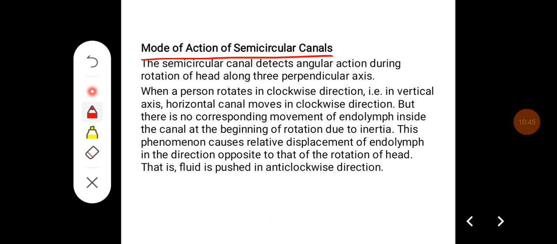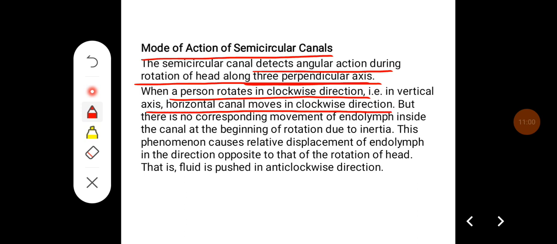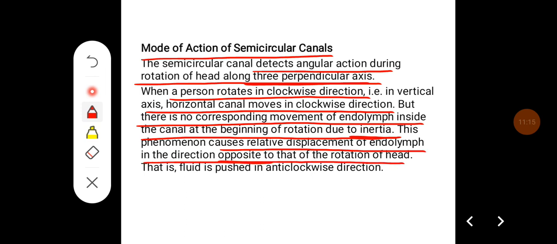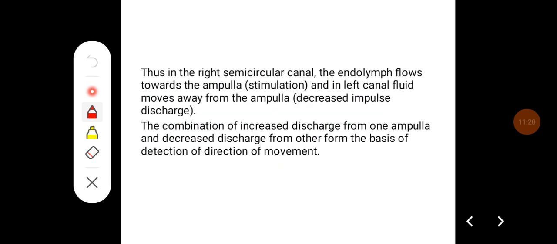Mode of action of semicircular canals. The semicircular canal detects angular acceleration during rotation of the head along the three perpendicular axes. When the person rotates in clockwise direction, that is around the vertical axis, the horizontal canal moves in clockwise direction, but there is no corresponding movement of endolymph inside the canal at the beginning of rotation due to inertia. This phenomenon causes a relative displacement of the endolymph in the direction opposite to that of rotation of the head. That is, the fluid is pushed in anti-clockwise direction.